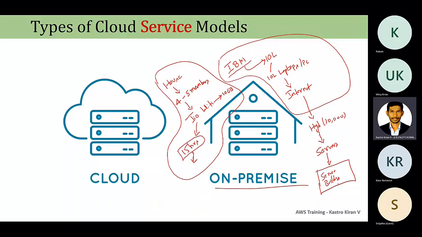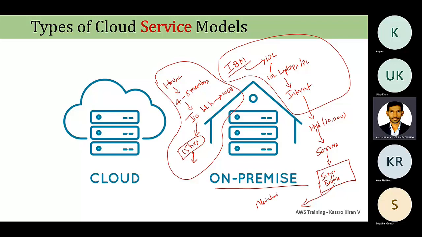Even in colleges you'll have server rooms and server buildings, where only servers will be stored. Now the problem with this kind of technology is that it comes with maintenance cost.